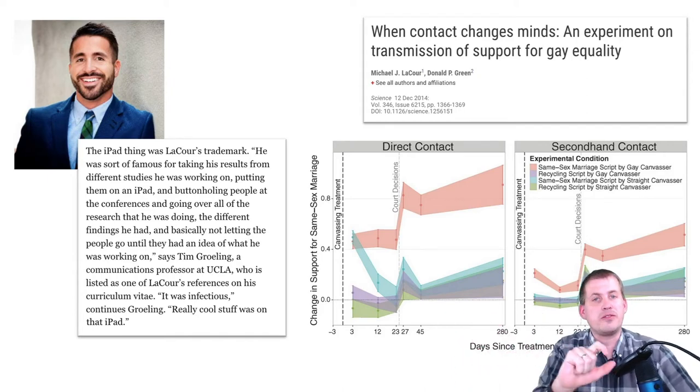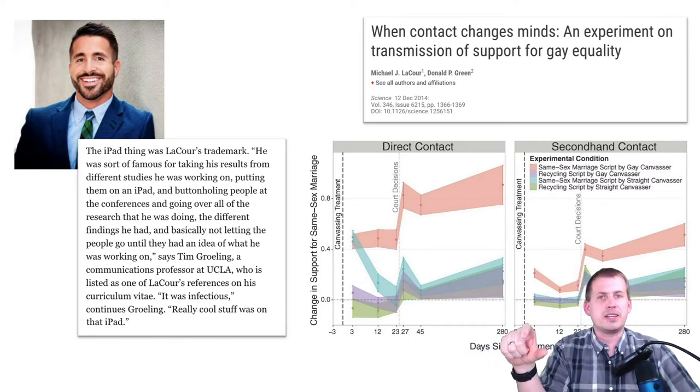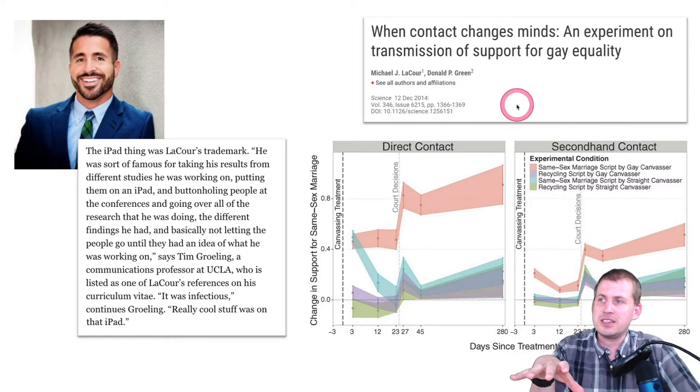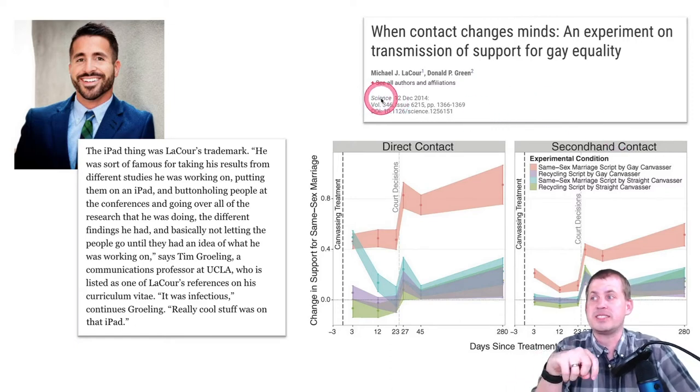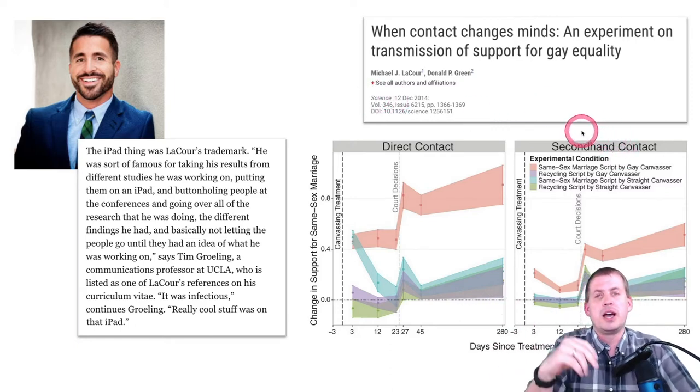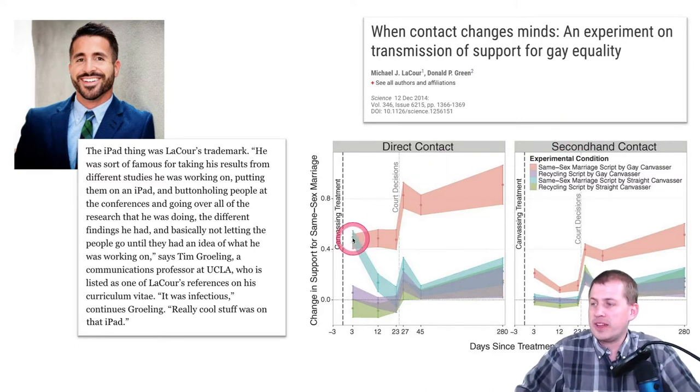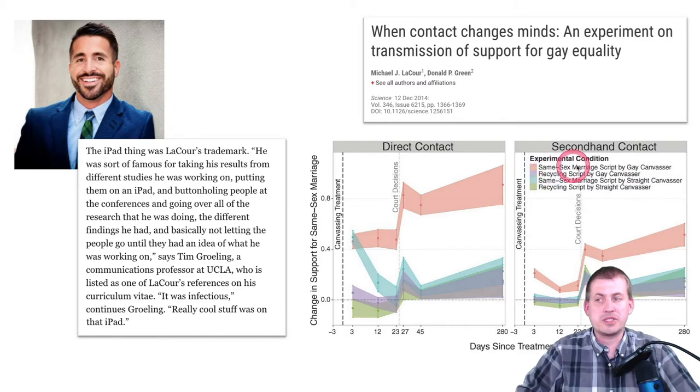And so then they followed up a week later and several weeks later and a month later to see if attitudes towards same-sex marriage had changed as a result of their interaction with a gay canvasser. And so based on his findings here that they were able to publish in Science, which is one of the top journals for all of science, if you look at their plot here, they had four different experimental conditions where they had gay canvassers and straight canvassers talking about either same-sex marriage or recycling. That was their control condition with either gay or straight canvassers.